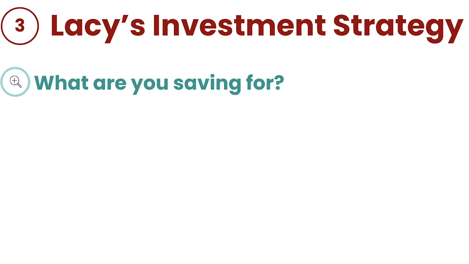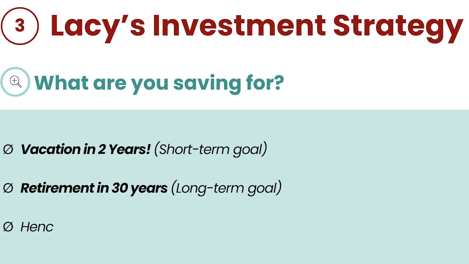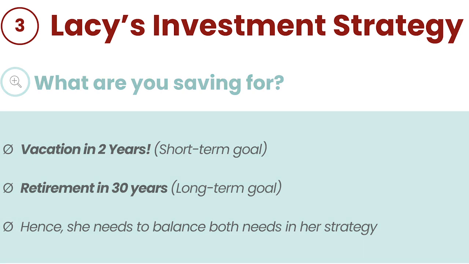Let's talk about investment strategy for Lacey. Firstly, what are you saving for? Lacey is saving for short-term goals. She has a vacation coming up in 2 years and has a long-term goal as well, which is retirement in 30 years. So because of this, she needs to balance both needs in her strategy, short-term as well as long-term.